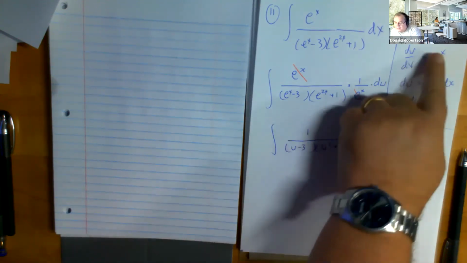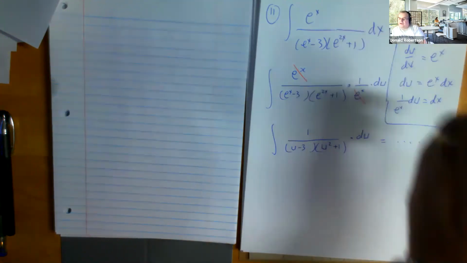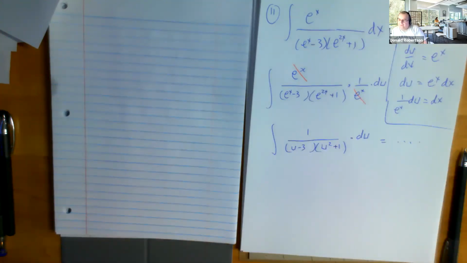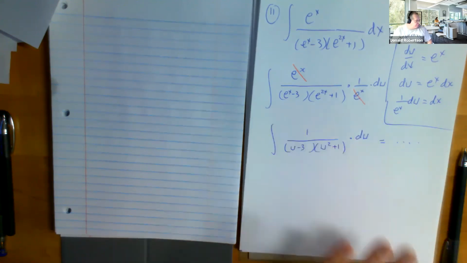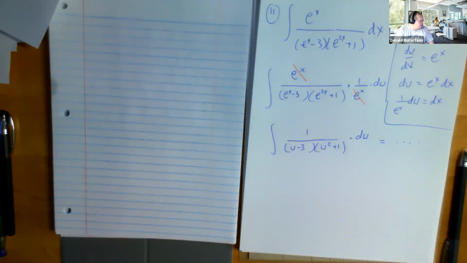Turn all the u's back into e to the x's. When you're finished, then you've got the answer. So that's a much better example of a u sub becoming a partial fraction. And I'm looking at the answer here and it's horrendous, but it is what it is.